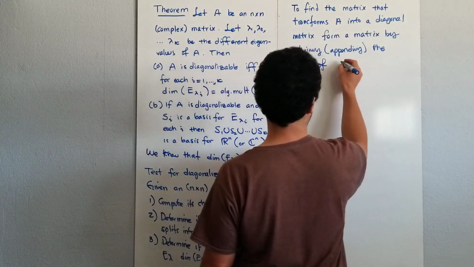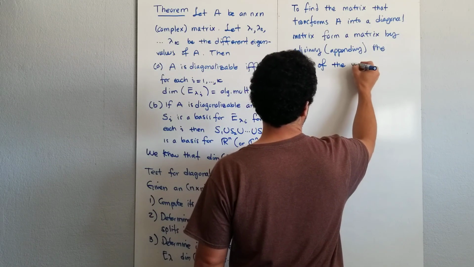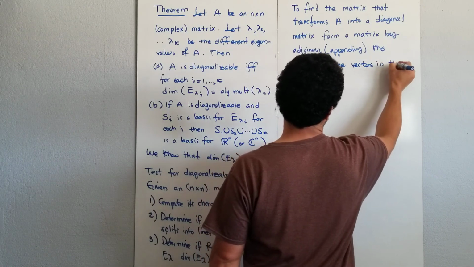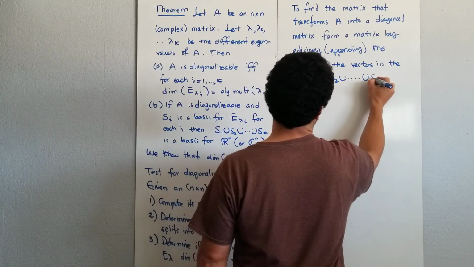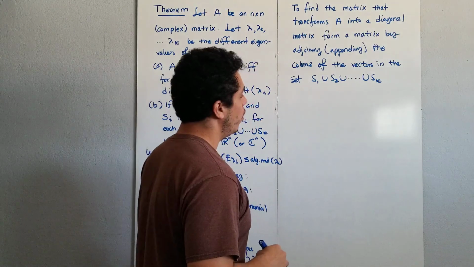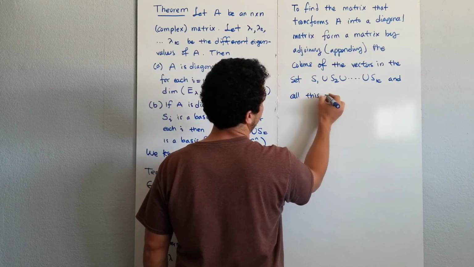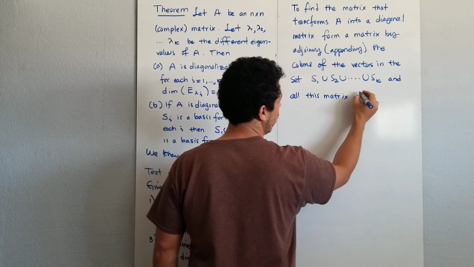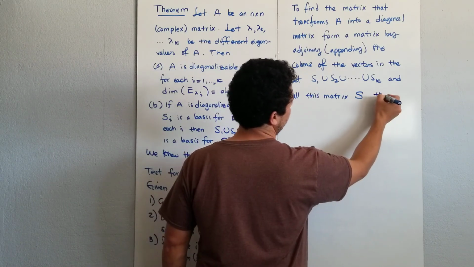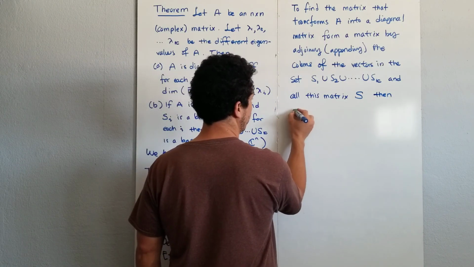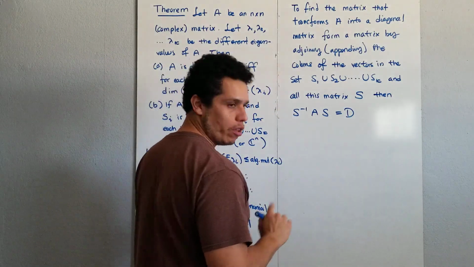of the vectors in the set S1 union S2 union Sk. Well, and call this matrix S. Then S inverse AS is a diagonal matrix with the following characteristics.